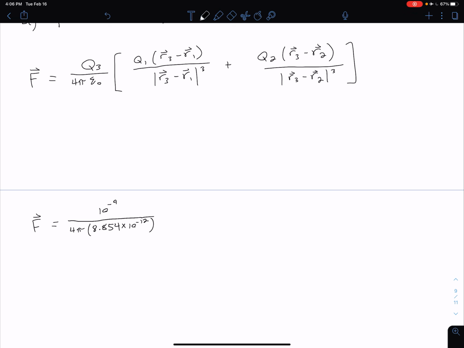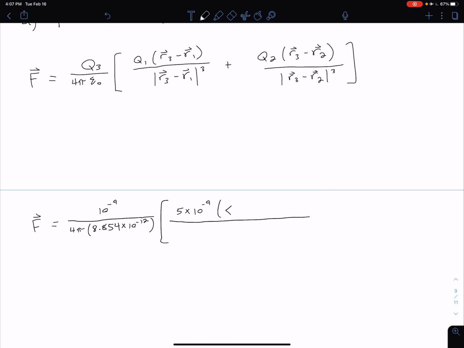So I'm putting everything in SI units: meters, coulombs, farads. That's why I've changed nanocoulomb to 10 to the -9th coulombs. Okay, so now for the terms in brackets, for this first term, in the numerator, our Q1 is 5 nanocoulombs, so 5 times 10 to the -9th coulombs, and then that's going to be multiplied by this vector.